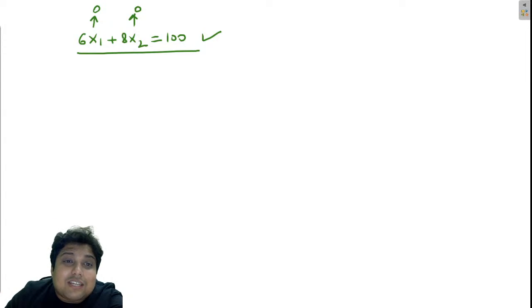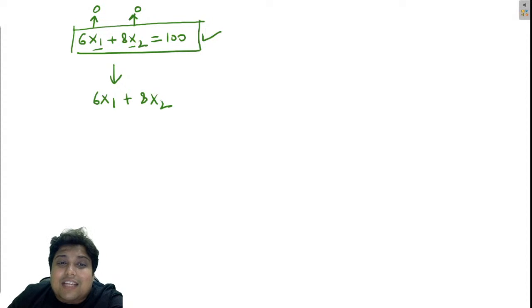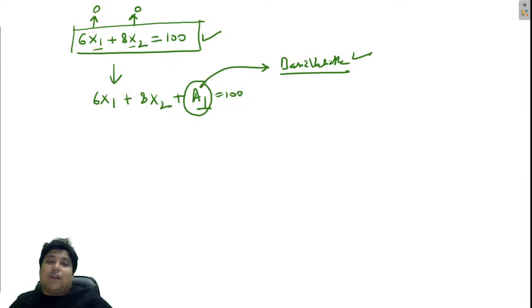So remember, this constraint will also have to provide one basis variable, and because x1 and x2 cannot be basis for the first iteration, what we will do, my friends, is convert this into the standard form for LPP. So I will write 6x1 plus 8x2 plus a1 is equal to 100. I will simply add one artificial variable, and this artificial variable will become the basis variable.